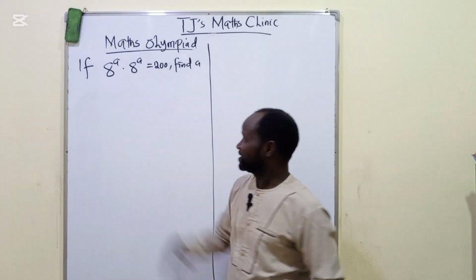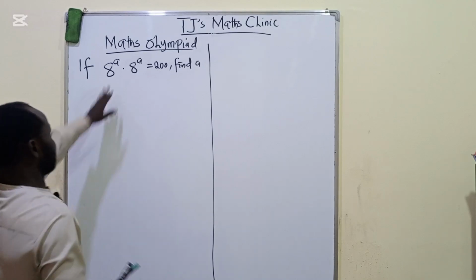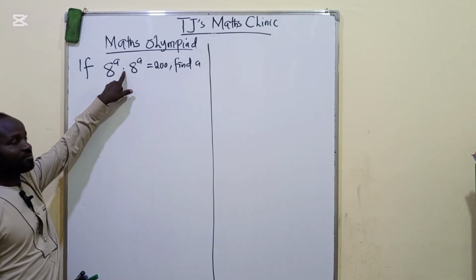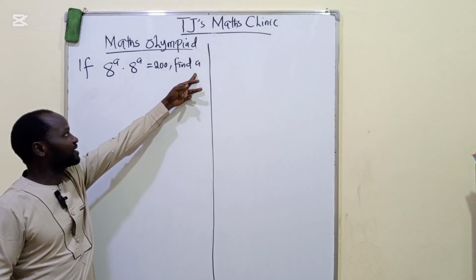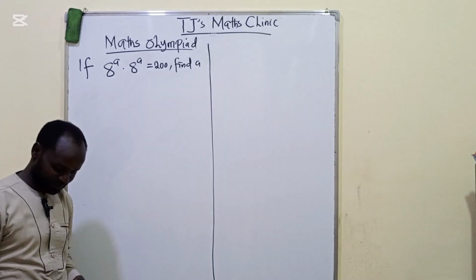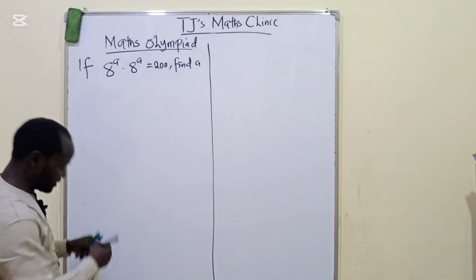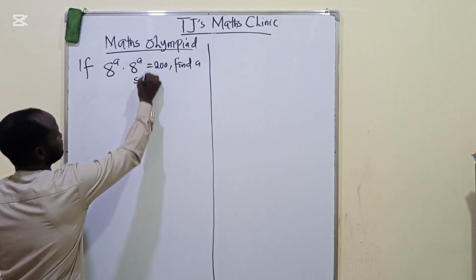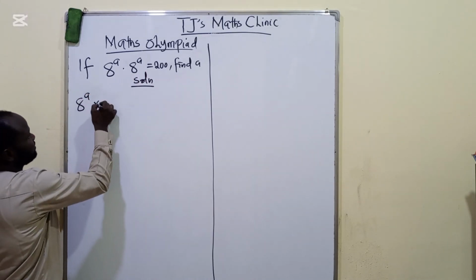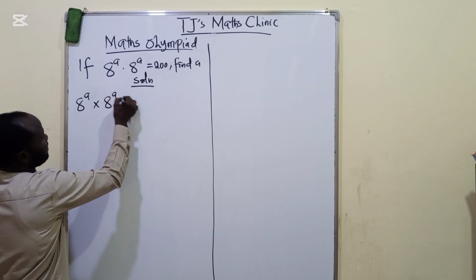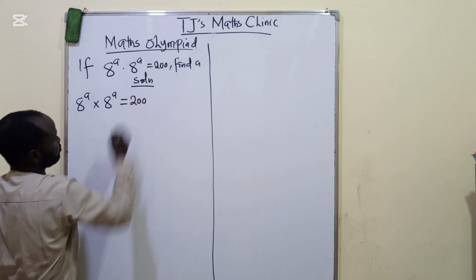Thank you for coming. The question reads: if 8 power a times 8 power a equals 200, we are asked to find a. What will be the value of a? First thing to do is to write down the solution. Let's write down the solution. We have 8 power a times 8 power a equals 200.